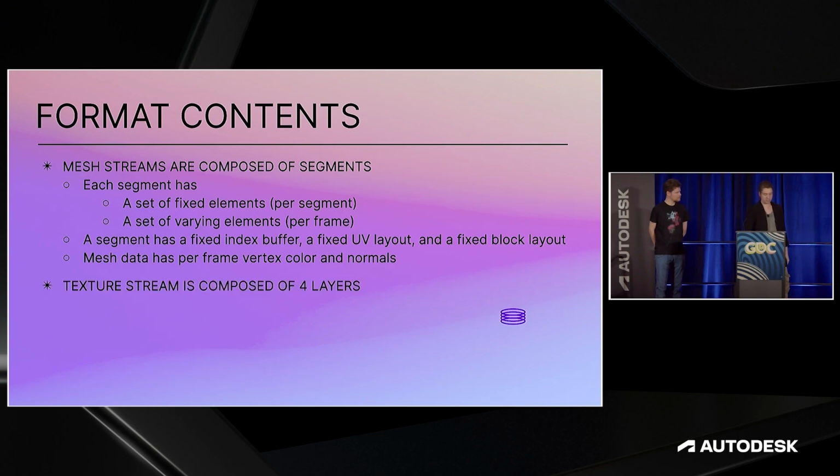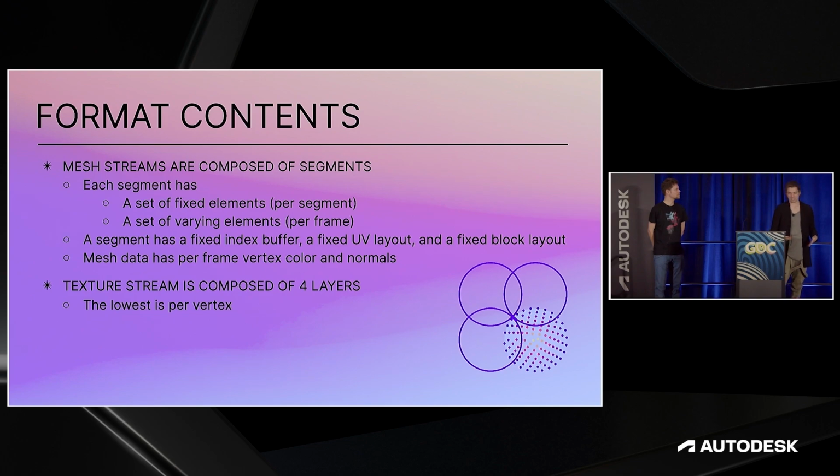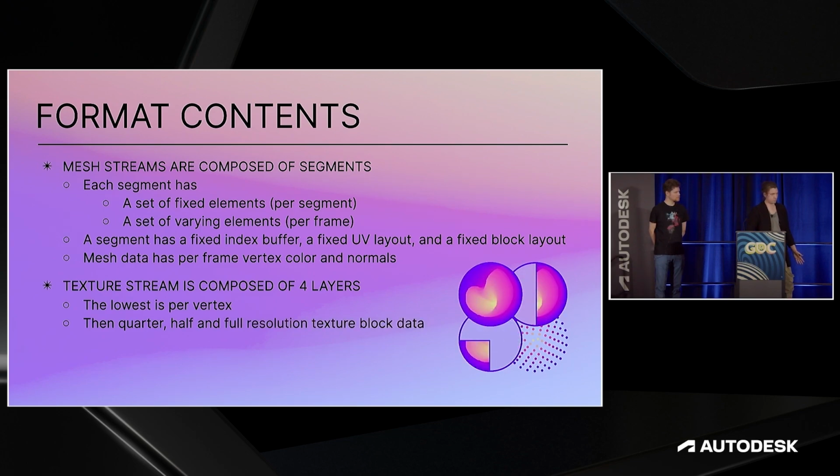The texture stream is composed of 4 layers. You've got the first layer, which is a vertex kind of approximation of the texture. Then you've got the quarter resolution, the half resolution, and the full resolution texture blocks. Those are all sparse in the data stream, so they're not laid out in the UV layout at this point in time. And that data is all packed really, really tightly and sent across to the GPU. So we'll zoom in on that a little bit more.